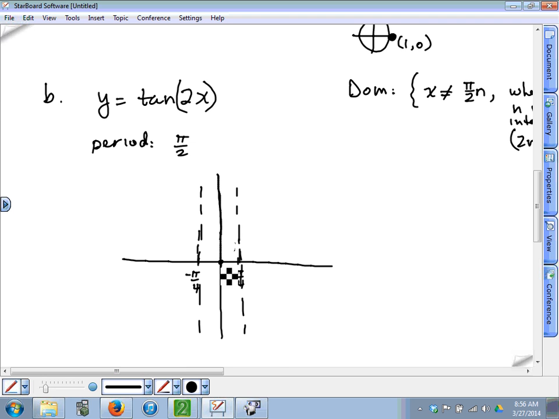I'm a little less strict on how much you have to label on a tangent function. You have to label the vertical asymptotes on either side of 0, 0. You also have to label these in-between points right there. What's in between 0 and pi 4ths? Pi 8ths, or negative pi 8ths. Where is the graph at pi 8ths? It's at 1. At negative pi 8ths, it's at negative 1. There's one cycle right there.